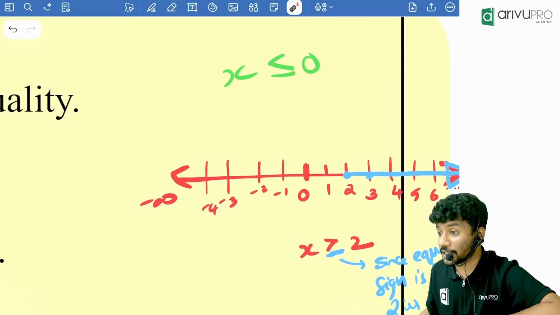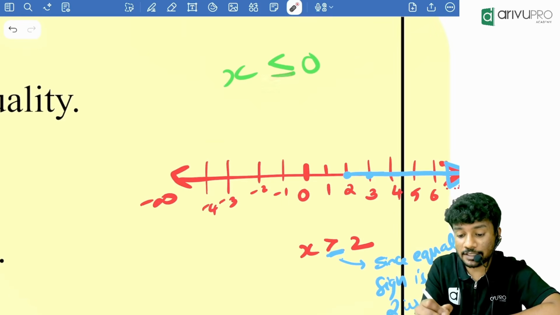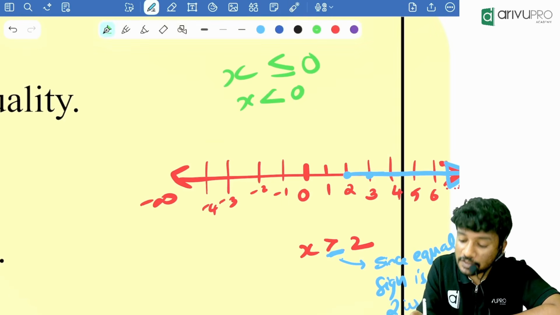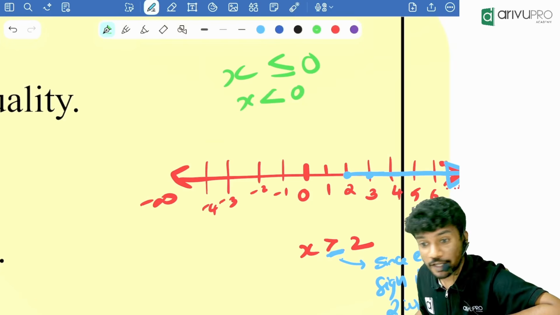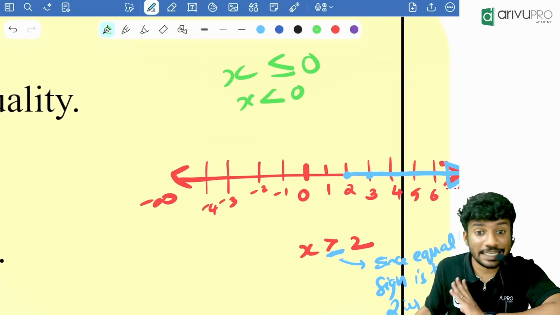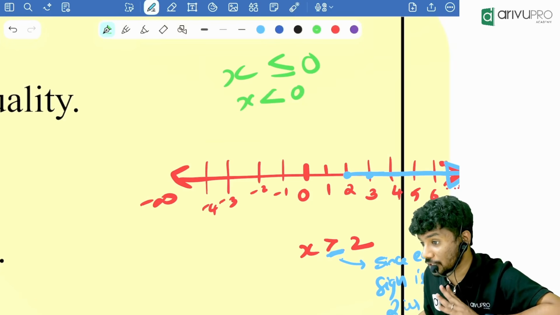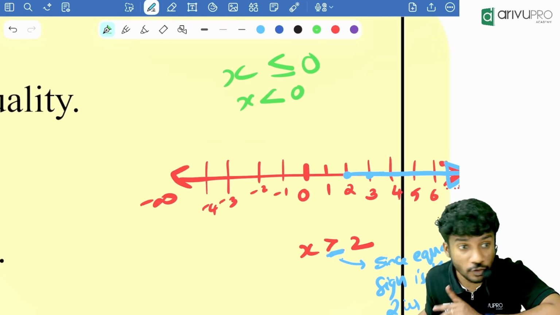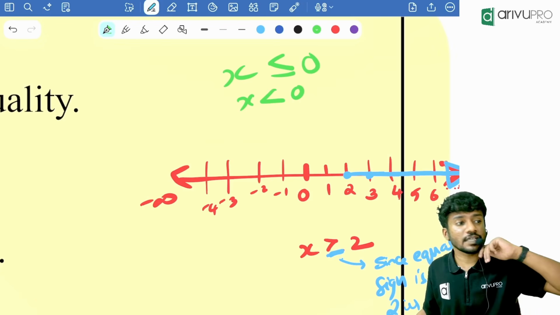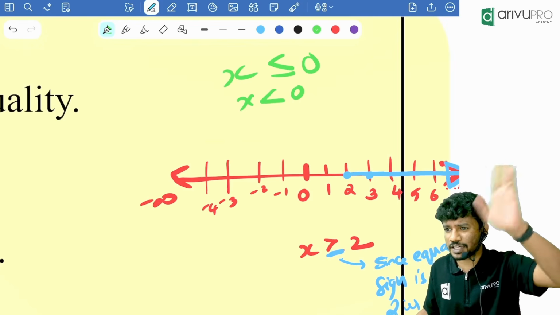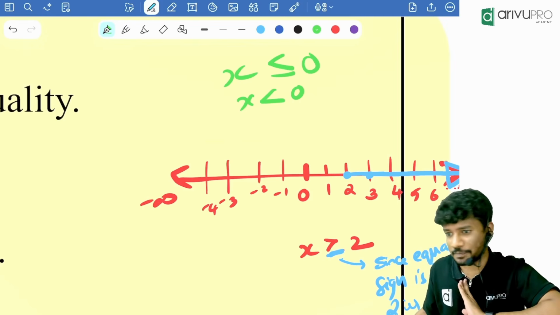Why is 0 included? Because the equal to sign is there. What if x was less than 0? Is 0 included? No, but it is still there. From infinity till minus infinity, the values are there, but 0 is not included. Another basic thing, we studied it in I think 4th standard, 5th standard, we have studied this basically.